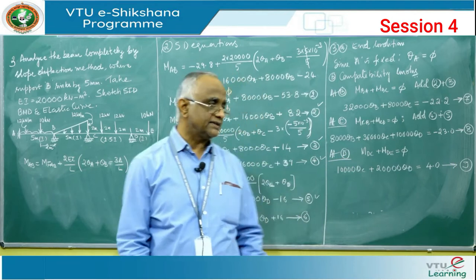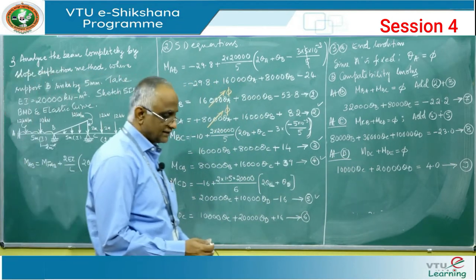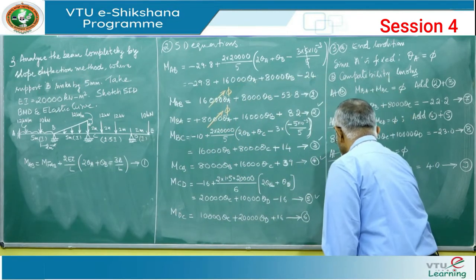So you have three linear simultaneous equations, 7, 8 and 9. Solving these three, you will get the unknowns. So solving 7, 8, 9.